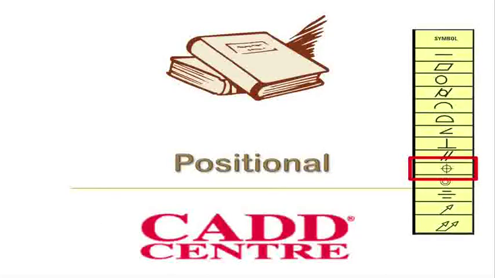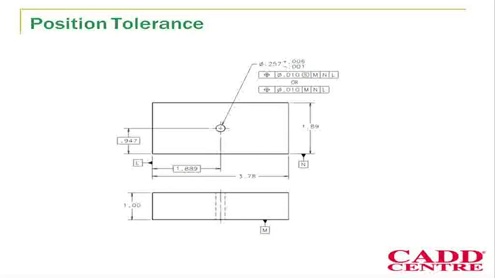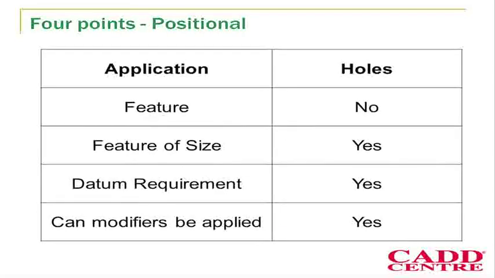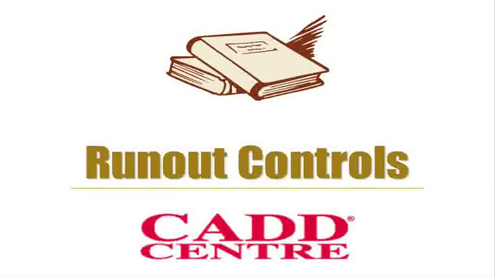Next is the positional tolerance. The position tolerance is generally represented for a hole. The positional tolerance can be applied only for a feature of size, not for a feature. It requires a datum, and modifiers can be applied for the positional tolerance. Next come the runout controls.